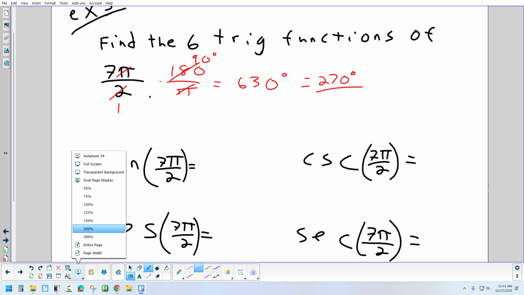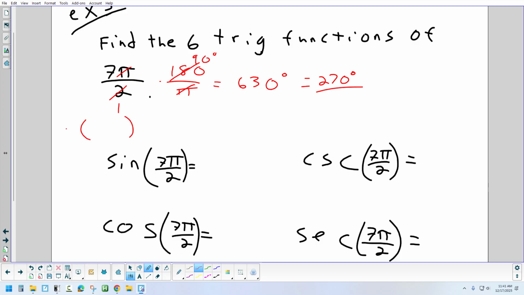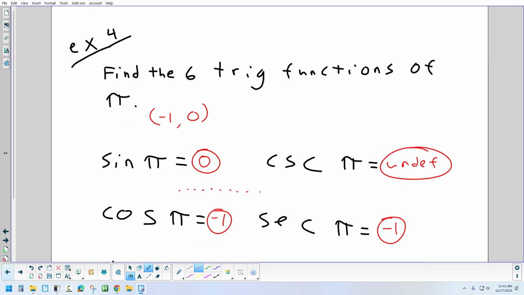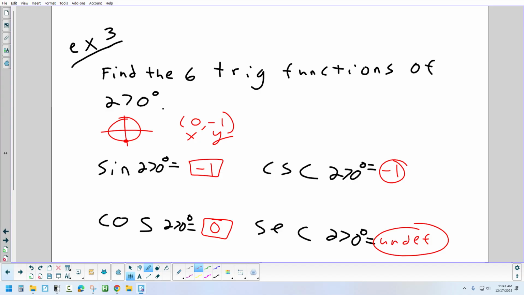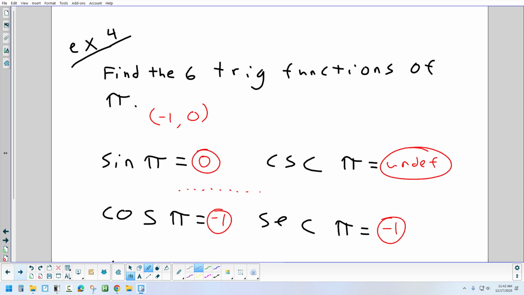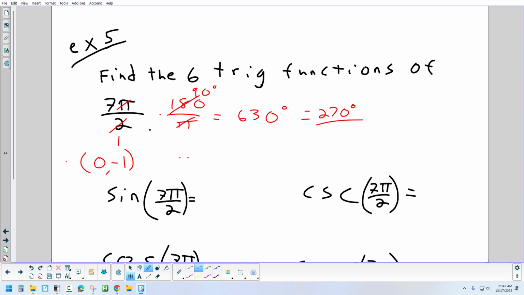Now, what's the coordinate for 270? Which is also the coordinate for the original problem, 7 pi over 2. Yeah, 0, -1. But we already did 0, -1 in example 3. So this question is the same question as example 3. It's just written in radians instead of degrees. Any question why it's the same? So see example 3.